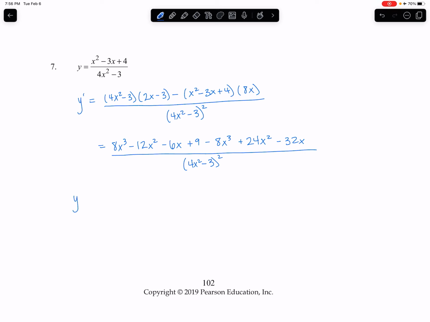And let's combine like terms. So our derivative becomes 12x squared minus 38x plus 9, all over 4x squared minus 3 squared.